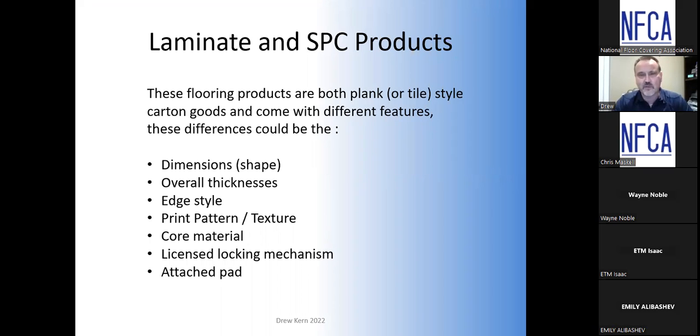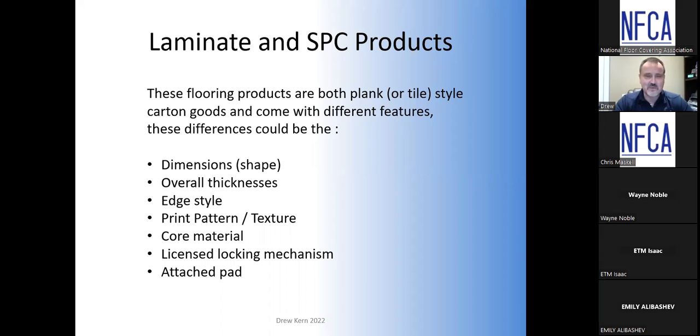There are so many different types of flooring products out there, but we're going to specifically be talking about laminate and SPC, and they're similar in a lot of ways. They're carton goods, but they have some different features. They could have different dimensions. I remember when laminate was really wide and then it went really thin to 3 1/4, and we were installing, clicking these 3 1/4 inch boards together. The overall thickness was different, from 6 millimeters in laminate up to 13, 15. Edge style, we've got square edge, beveled edge, and rounded pillow edge.